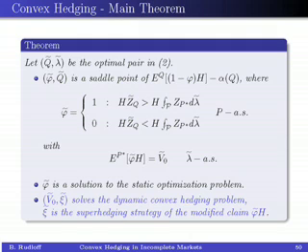Okay, so this phi tilde defined in this way will be the solution to the static problem. And as you remember, the decomposition we saw at the beginning: our capital bound, together with the superhedging strategy of this modified claim, will solve our dynamic problem. Okay, so what does it mean?